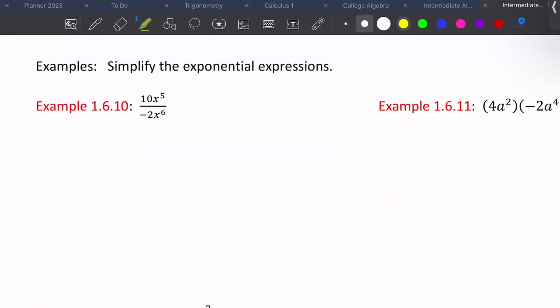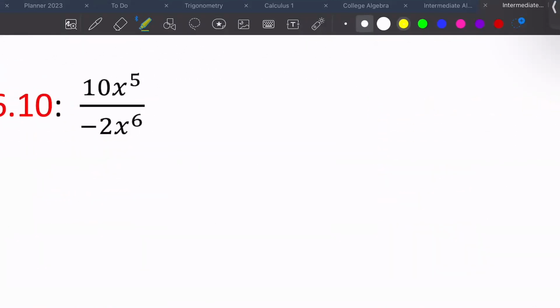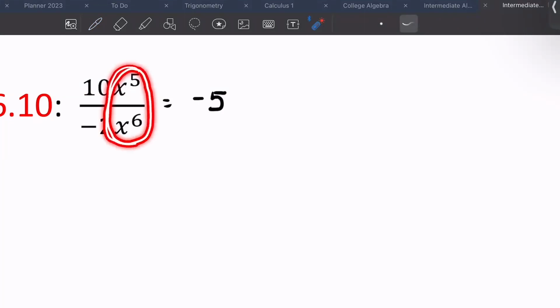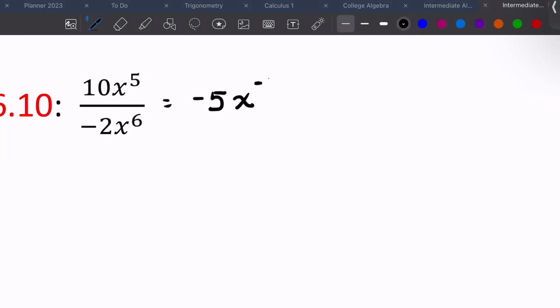All right. So let's look at this example. Obviously, it has something to do with the quotient, right? Because we're dividing. This is just a normal quotient rule. 10 divided by -2 is -5. These are like bases, right? So you always say numerator minus denominator. So we would say 5 minus 6, and that's -1, which is a no-no. So we need to move it to the bottom.